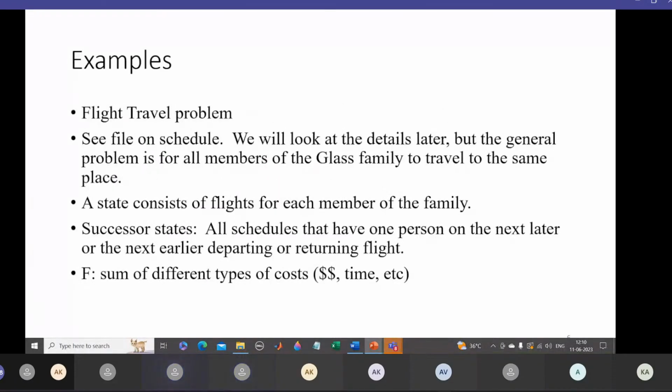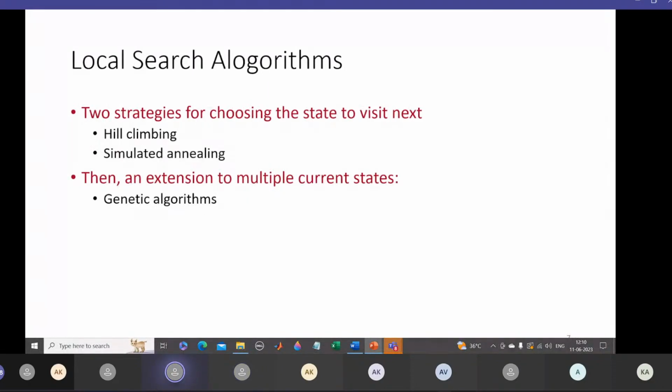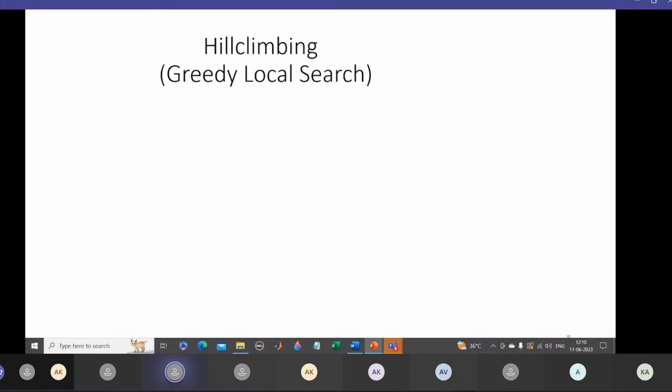The same way you can have the flight travel problem. And you have two strategies so that you can choose the next visit, that is hill climbing and simulated annealing. Depending on the quality of the current state, it will depend on your genetic algorithm usage. These are some of the local search algorithms: hill climbing, simulated annealing, and genetic algorithms.